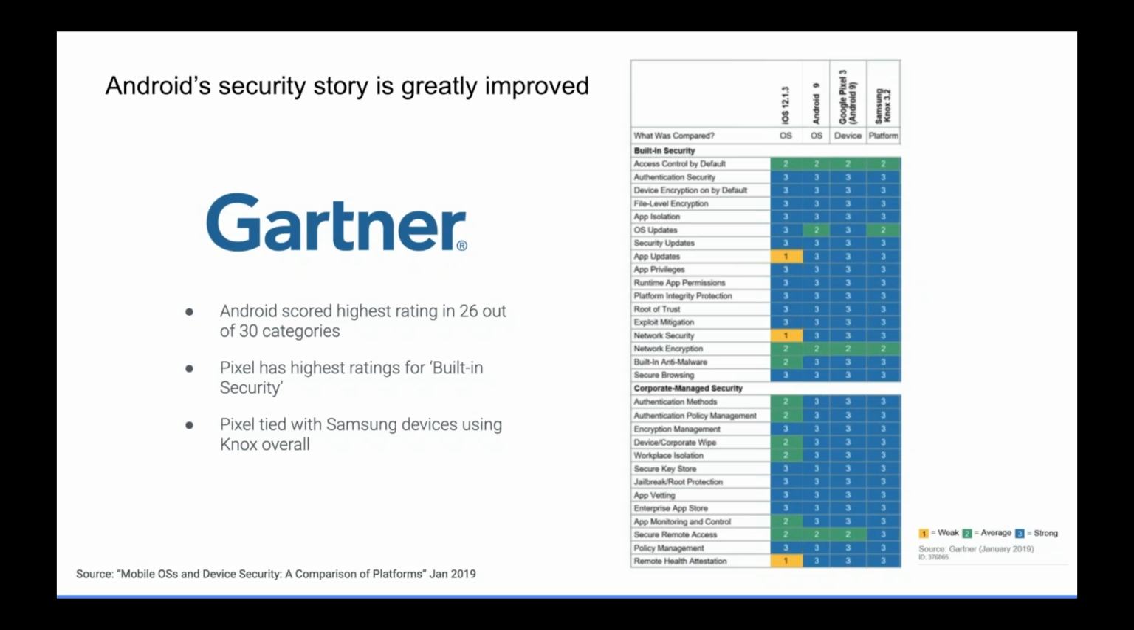Pixel was the highest rated device in built-in security, and actually Pixel and Samsung devices tied for overall security, where I think Pixel was rated higher in one category and Samsung was rated higher in another. So this just shows that the things that we're doing at an Android level are being recognized by not only analysts like Gartner and Forrester, but also by white hat hacker conferences like the Mobile Pwn2Own conference, which are showing that it's very difficult to actually compromise an Android device, and a lot of that is because of the built-in security that comes with Android.